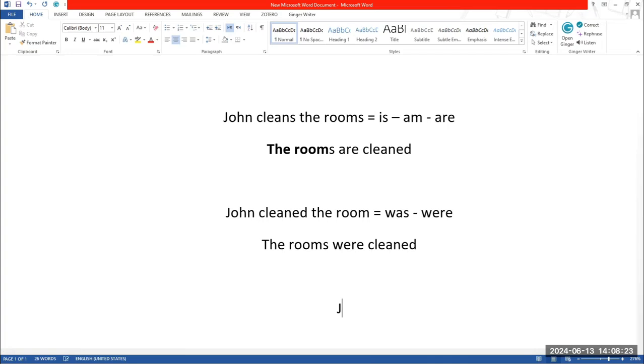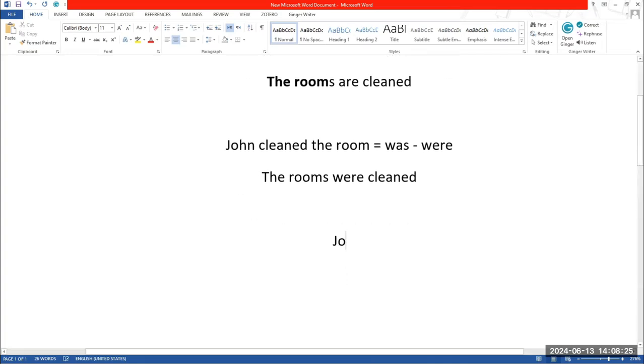For example, John is cleaning the room. Now, this sentence, is it in the present continuous tense? Yes, it is in the present continuous tense, Ali. The action is happening right now. So, John is cleaning the room. Now, listen to the rule.